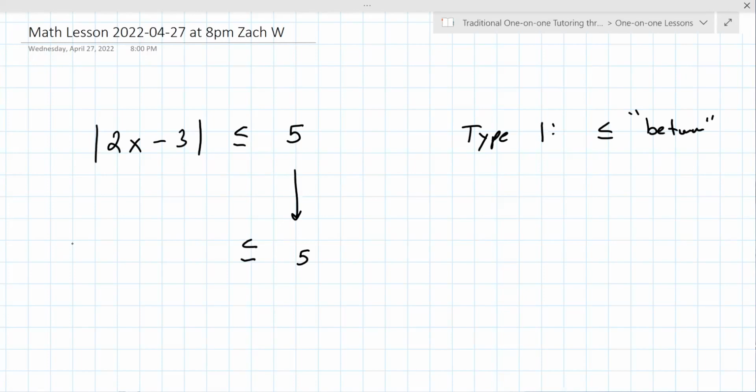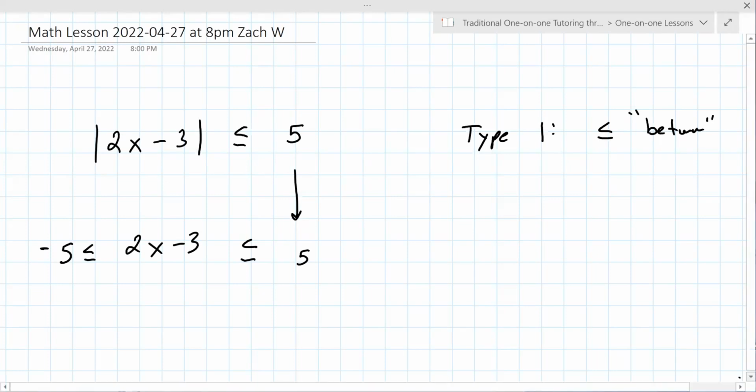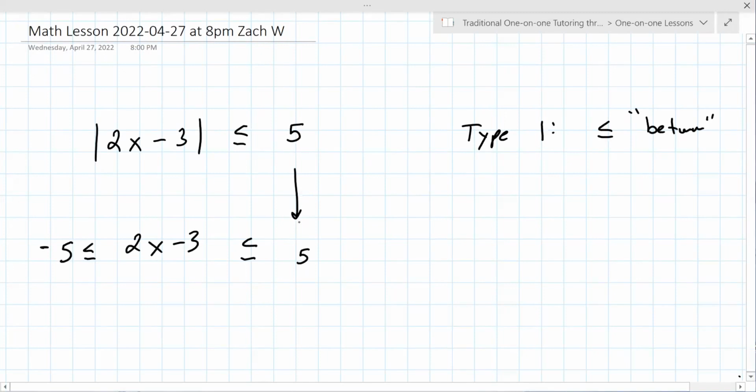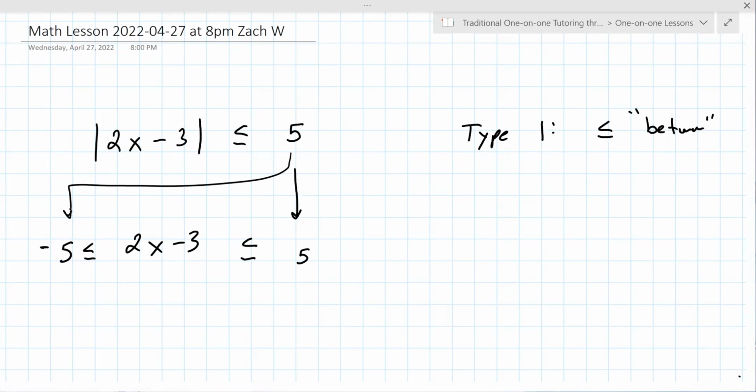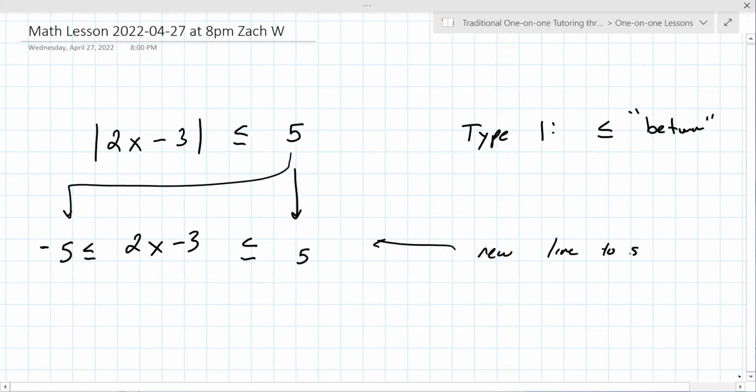You rewrite the 5 over here, but you make it negative. And then you bring what's in absolute value down next. So you're moving the 5, keeping that the same, but you put it in two spots. So then -5 is less than or equal to 2x minus 3. So do I just write this same exact thing right there? Yes, this is the new line to solve.